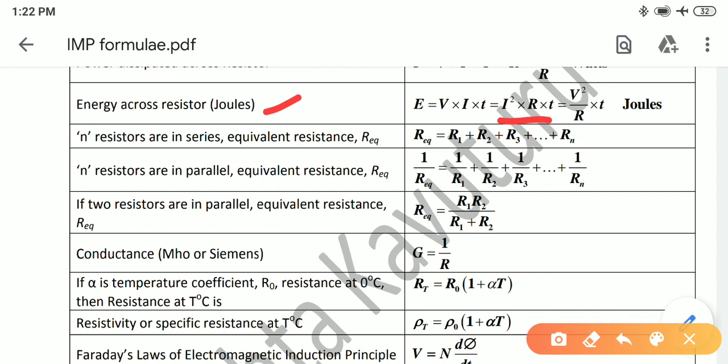Next, if n number of resistors are in series, the equivalent resistance can be given as R equivalent is equal to R1 plus R2 plus R3 and so on Rn. Similarly, if n number of resistors are in parallel, the equivalent resistance is 1 by R equivalent is equal to 1 by R1 plus 1 by R2 plus and so on 1 by Rn. If only two resistors are in parallel, the short formula is R equivalent is equal to R1 R2 by R1 plus R2. Next, the formula for conductance is G is equal to 1 by R. That means the reciprocal of resistance is called conductance. Its units are mho or Siemens.